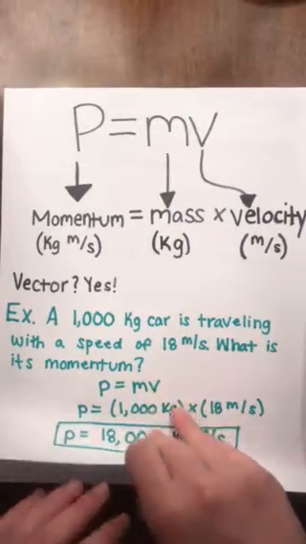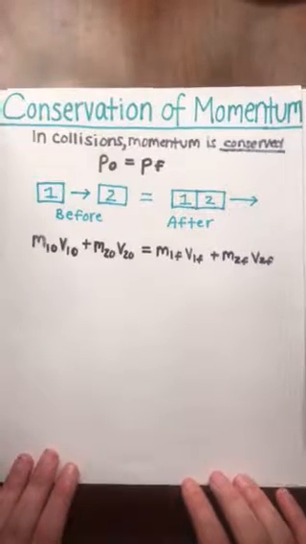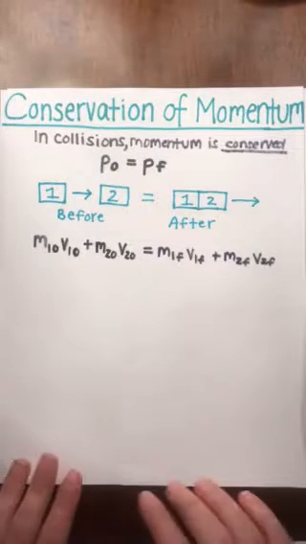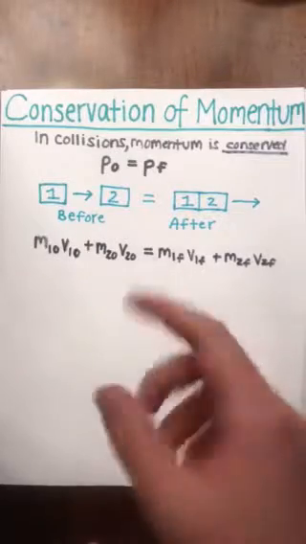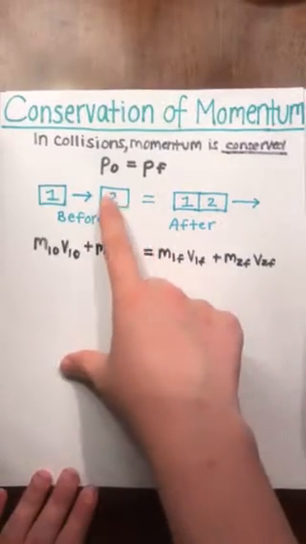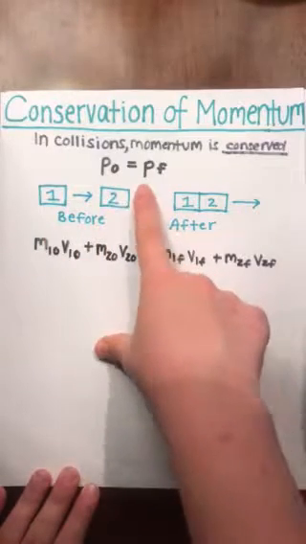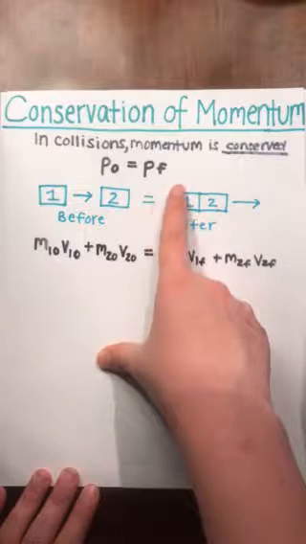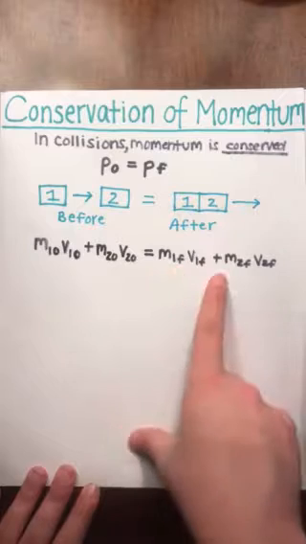We can apply this basic concept to one that's a little bit trickier, which is the conservation of momentum. We can use this in collisions. Using this in collisions, momentum is conserved. This just means that the total momentum of a collision before objects collide should be equal to the total momentum of the objects after the collision. And that can be demonstrated using this equation.